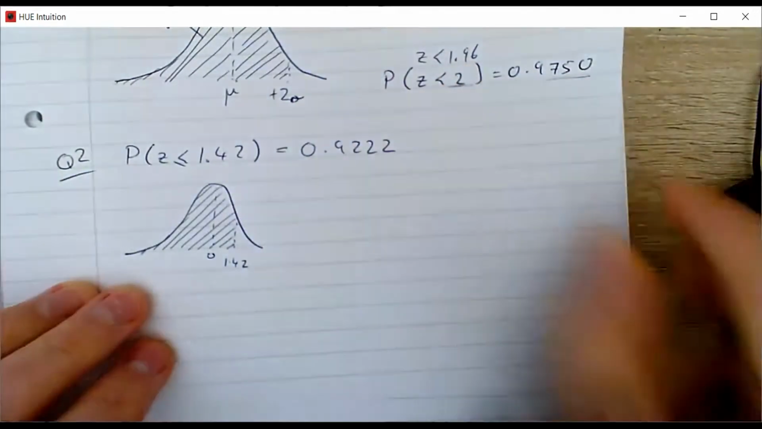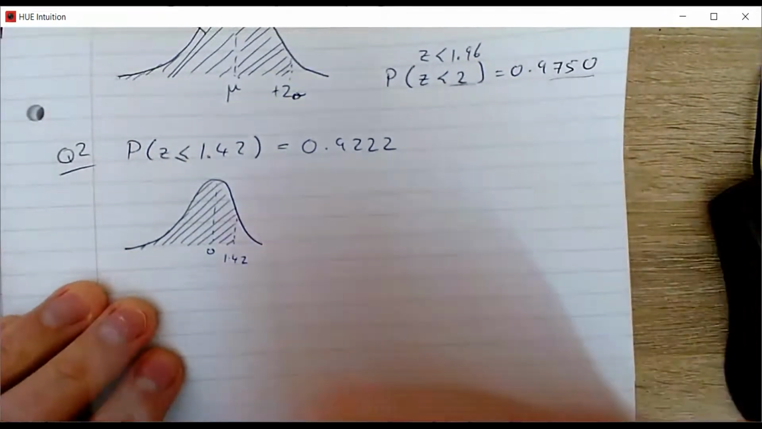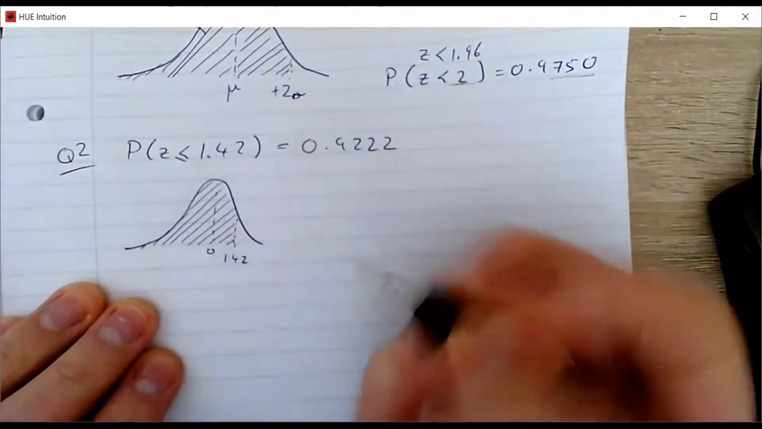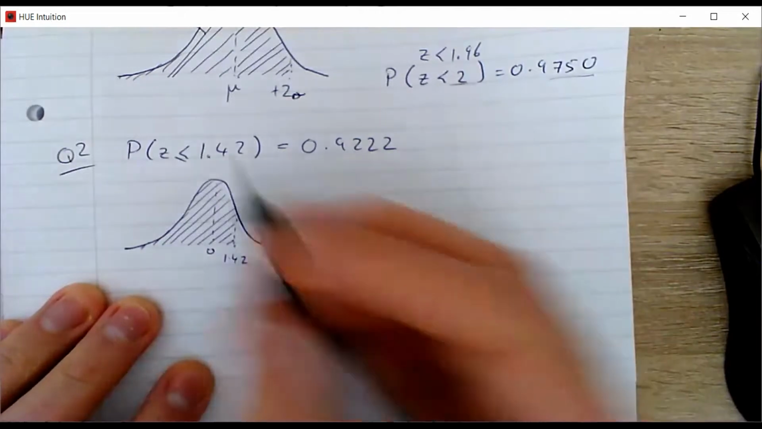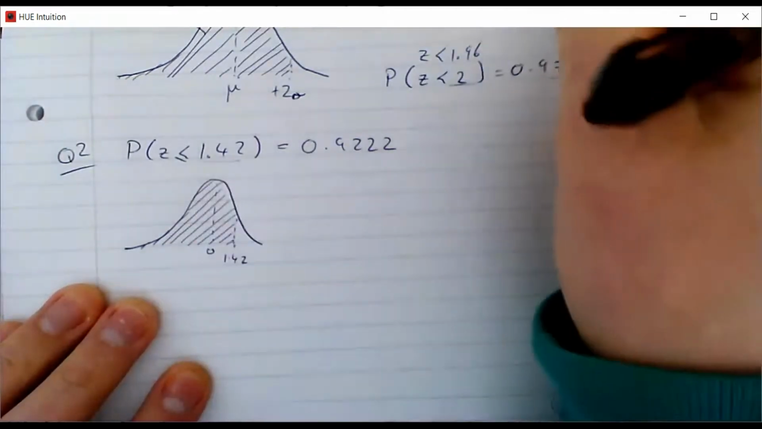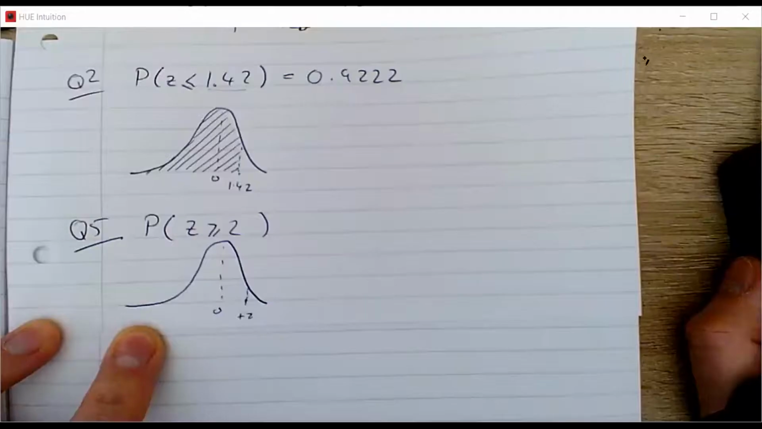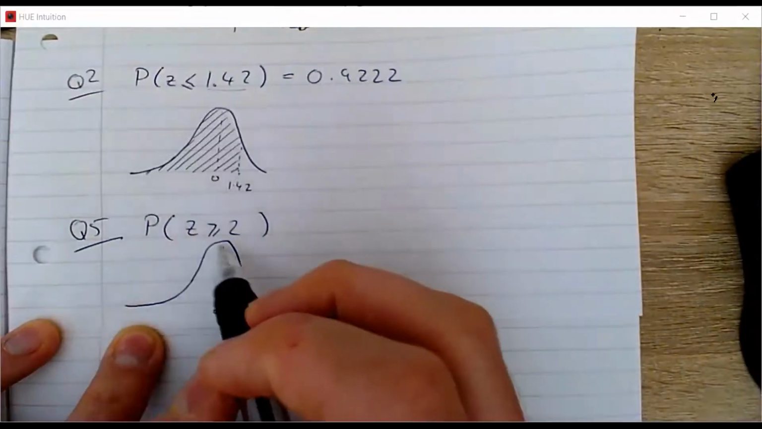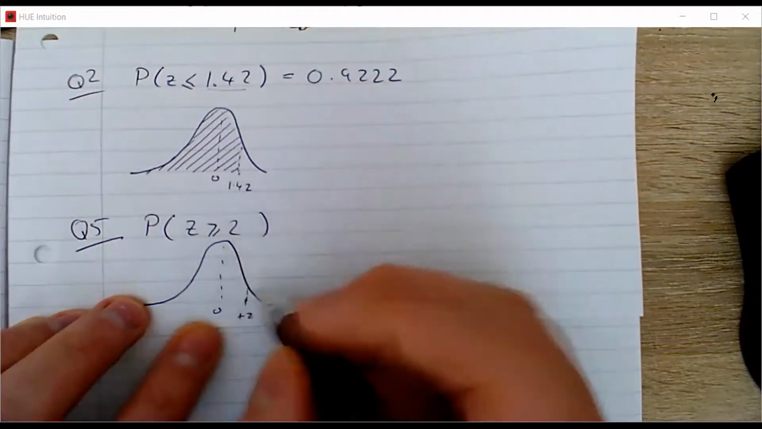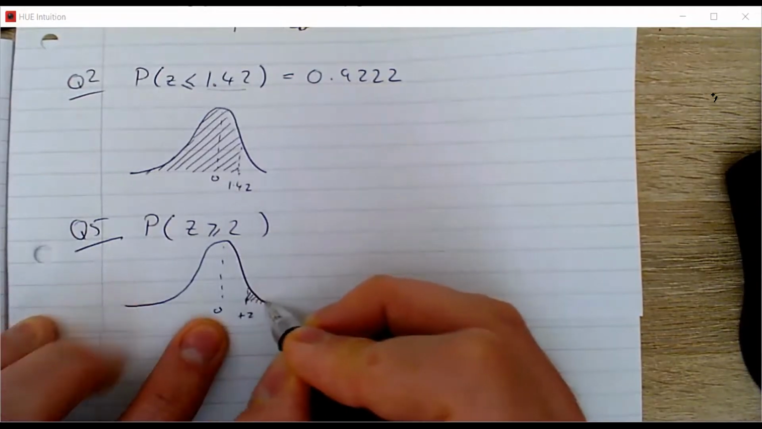0.9222. Now that's really easy when they're asking you for a z-score less than a particular positive value, I suppose. For question 5, the probability that a given z-score will be greater than or equal to 2. And that's now this shaded area to the right, okay?